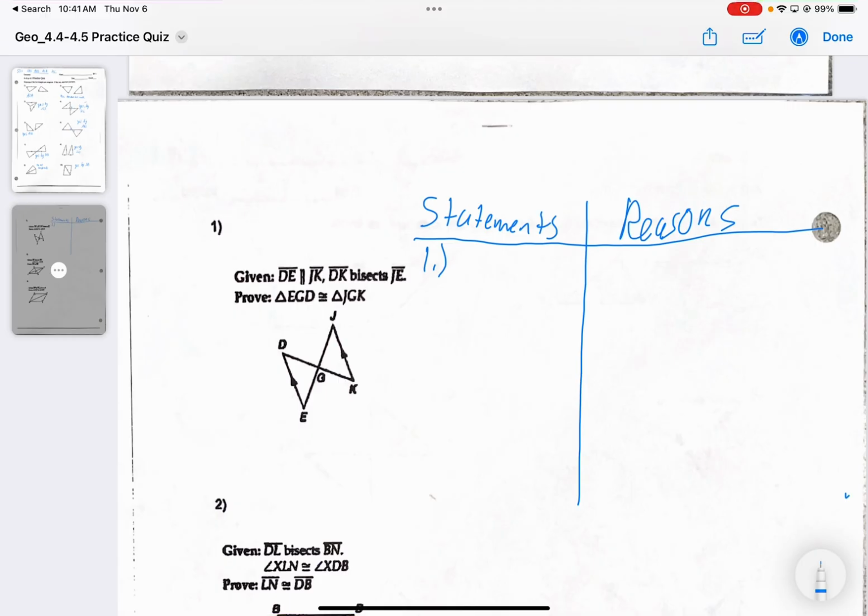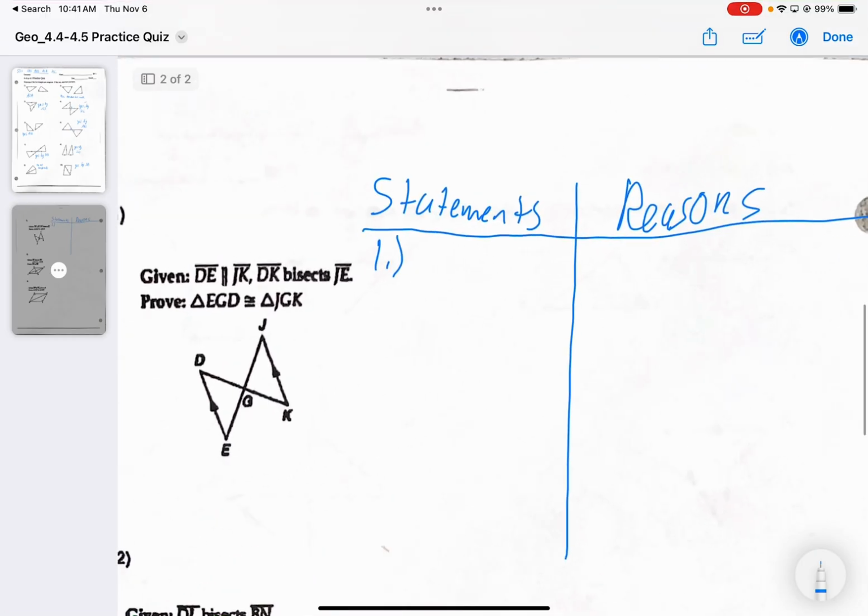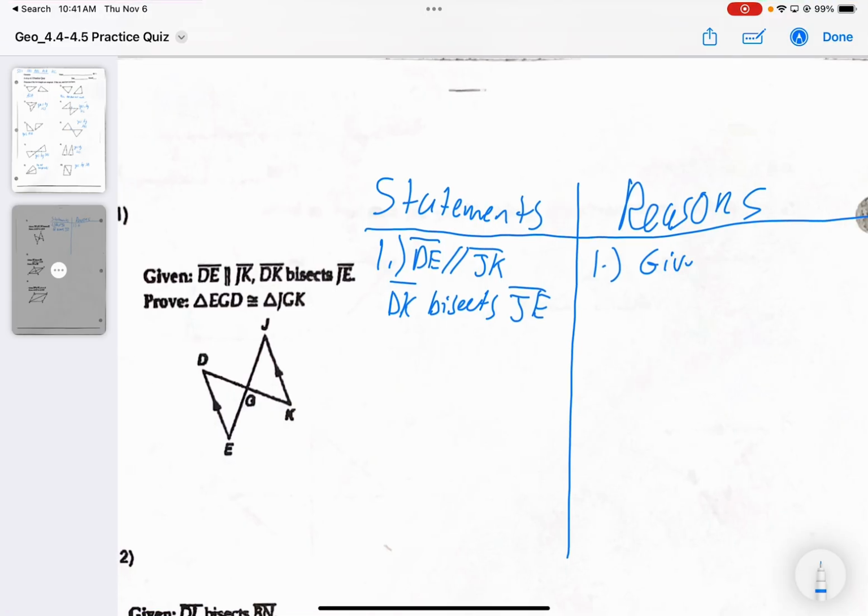My objective as a teacher is to teach you guys well enough so that you don't feel as if you need to do it. But there's only so much of that I can control. And then DK bisects JE. I mean, guys, this came straight from that reference sheet that I gave you. I'd rather you go to that reference sheet first before you go to ChatGPT.